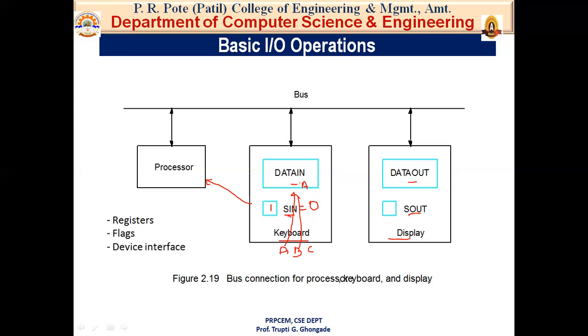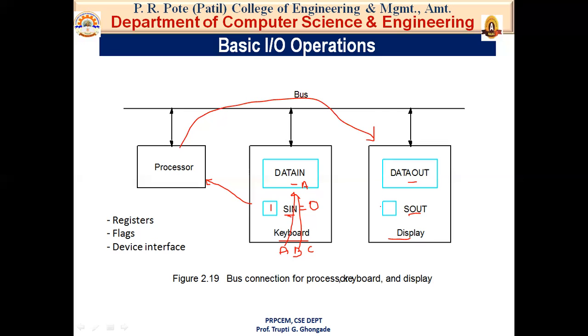After that, they are stored in your data in register. We can say that it is a buffer register. Then the processor reads out data from this buffer register, and now your processor transfers that data to the output devices. So your buffer register data out and your status flag, that is S out, are used for this transfer from the processor to output devices.